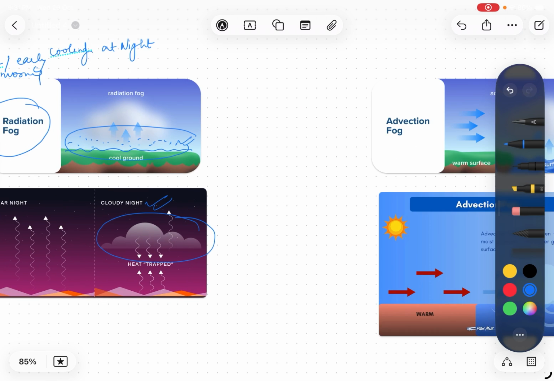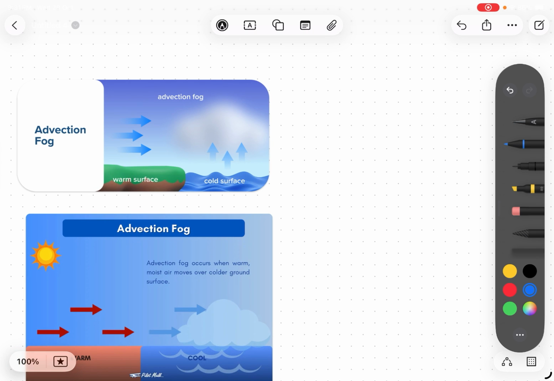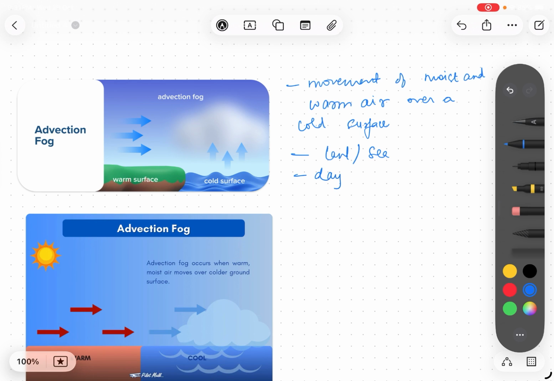Now the next type of fog is advection fog. This we have not read about, so I'll explain advection fog. So advection fog is a very different type of fog, of course. It is formed when there is a movement of warm and moist air over a cold surface. Unlike radiation fog, this can be over land and sea, water both. It can be during day or night.